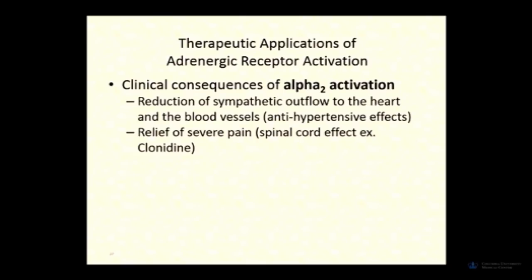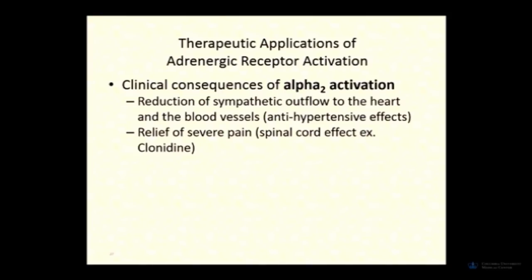Clinical consequences of alpha 2 activation. If we're activating alpha 2 receptors, right, are we stimulating those adrenergic synapses or inhibiting? Remember, the alpha 2 is the presynaptic, right? If we're stimulating the alpha 2, then we're causing less release of norepinephrine, right? Which ends up actually inhibiting those adrenergic synapses. Okay. So the consequence is actually a reduction of sympathetic outflow to the heart and blood vessels, and it has an antihypertensive effect. Okay.